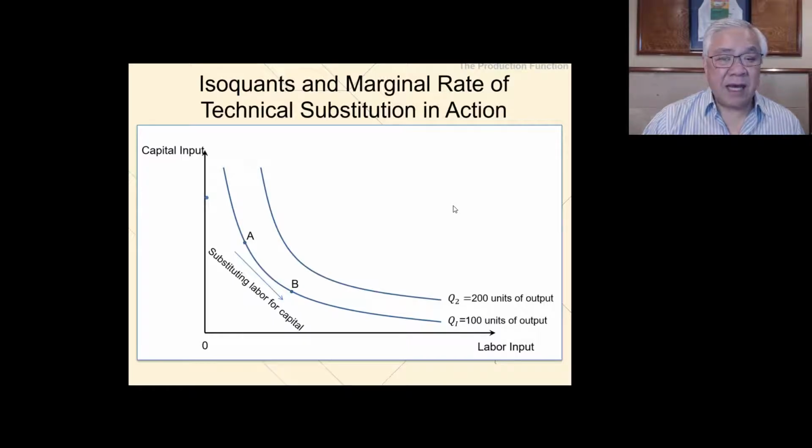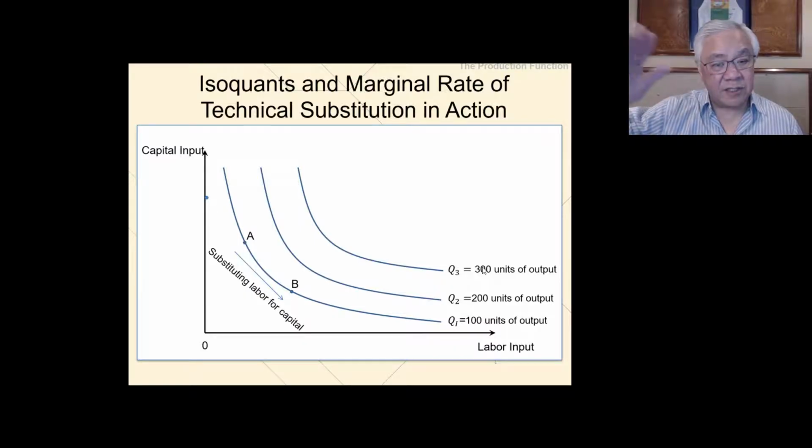Then we notice that the isoquant moves outward from 100 to 200, 300, and these curves just move out further and further because we're now using more labor and capital, and that should get us more output, which it does. So that's what an isoquant, or a set of isoquants, looks like for a given manufacturing process.